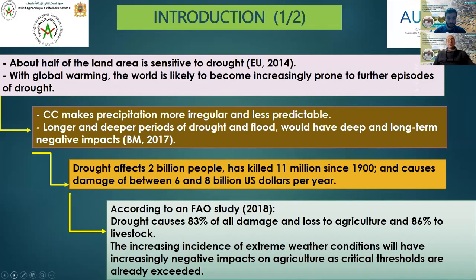According to an FAO study, drought causes 83% of all damage and loss to agriculture and 86% to livestock. The increasing incidence of extreme weather conditions will have increasingly negative impacts on agriculture as critical thresholds are already exceeded.